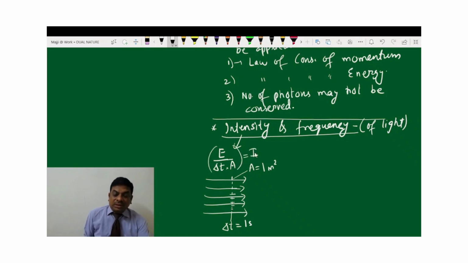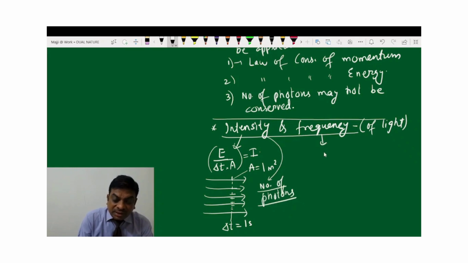And as you know, since each photon carries a certain energy h nu, the total energy crossing this area will depend on the number of photons. So intensity directly means the number of photons crossing per unit area, per unit time, the plane of the area being perpendicular to the direction of incident rays. So it has everything to do with the number of photons. Remember this, students, it has everything to do with the number of photons.